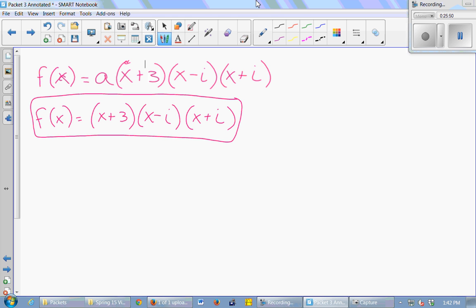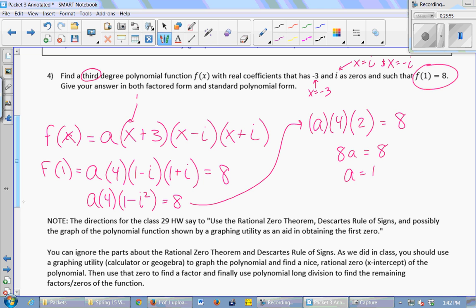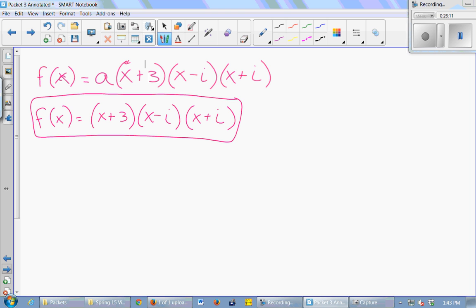But I asked you for 2 different forms. Let's go back and read the question. It says, give your answer in both factored form, right? We just did that. And standard polynomial form, which means multiply it all out. So it looks like something times x cubed plus something times x squared plus something x plus something. So now I just have to multiply this all out. So I've got f of x is x plus 3 times, and when I multiply this all out, you just FOIL it or use the box, however you learned to multiply these 2 things.